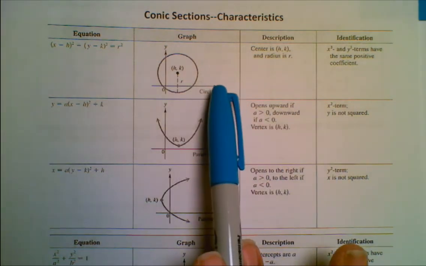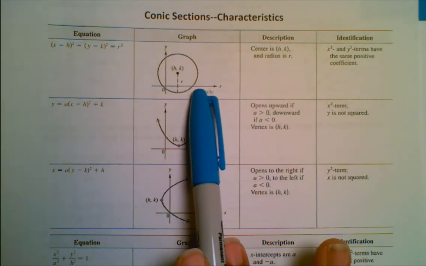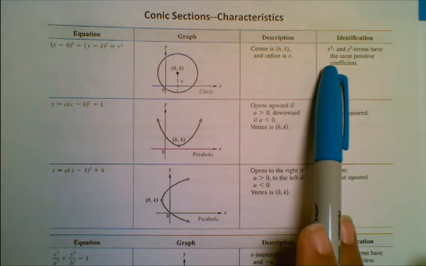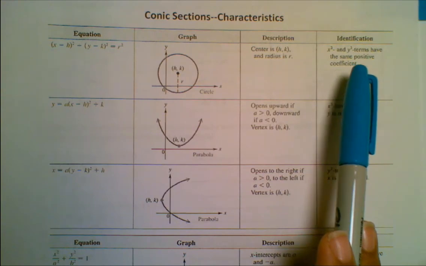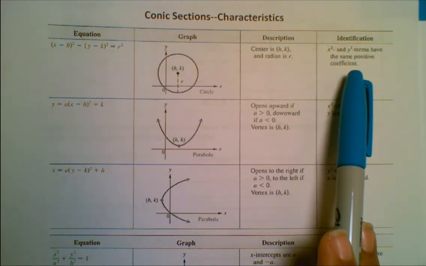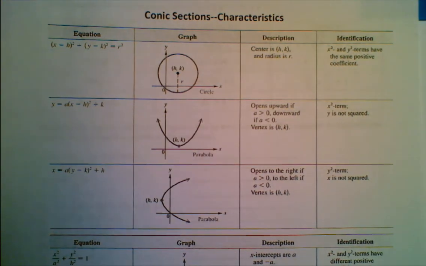So how do you determine when you have a circle? Well, the x squared and y squared terms have the same positive coefficient. Coefficient meaning 1. We'll look at 1, that's a circle.